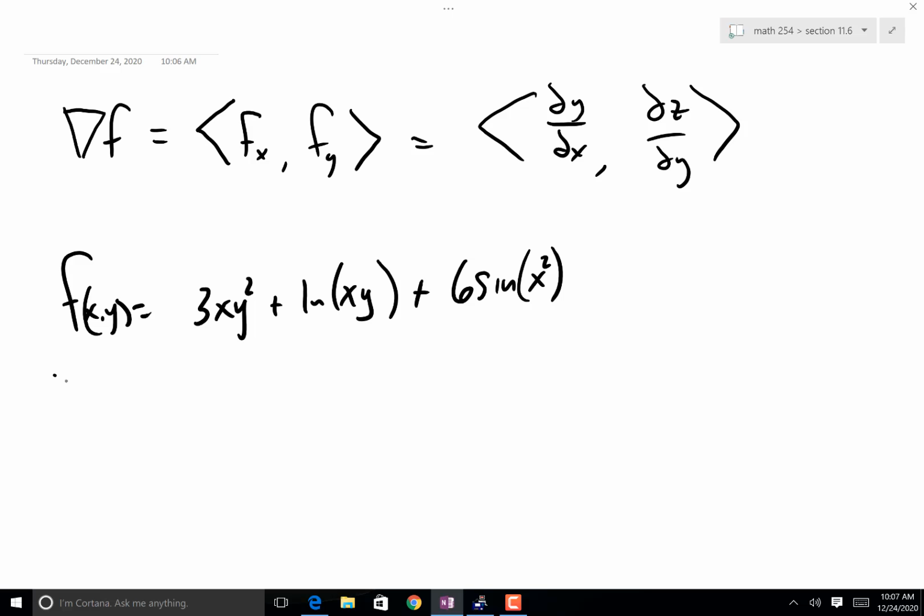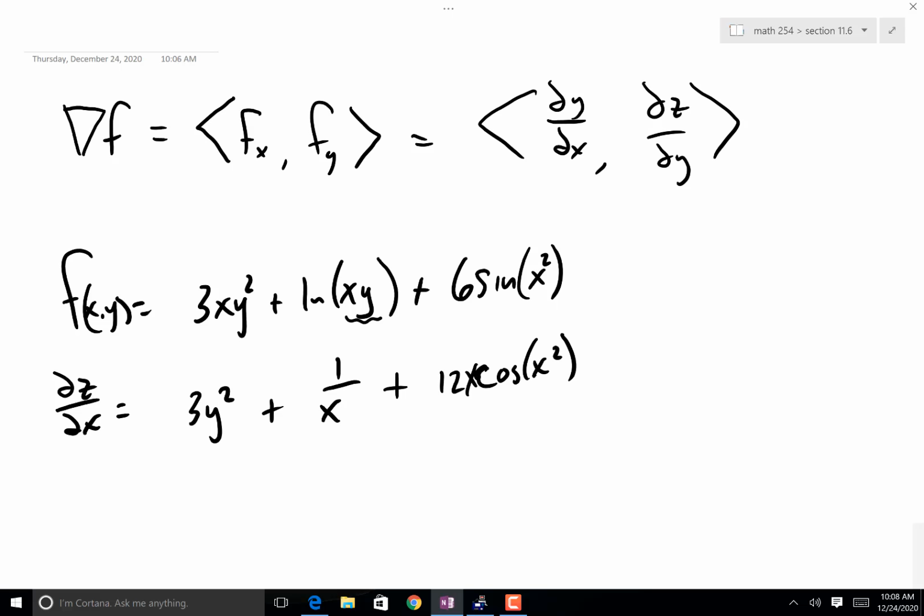So the partials would be the following: 3y squared, plus 1 over xy times y, right? Because the derivative of the inside would be y with respect to x. Y is a constant, so y is going to end up on top. Oh, the y's cancel off. You're going to end up with this. That's nice. And then plus, this is going to be chain rule, so you're going to have 6 cosine of x squared times 2x. So it's going to be 12x cosine x squared.